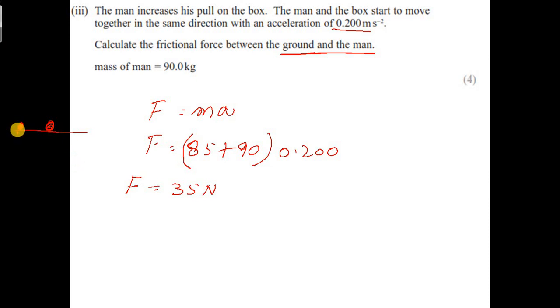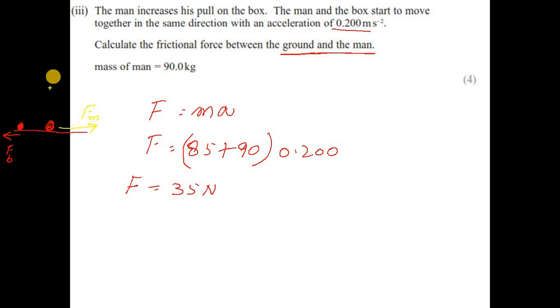So one friction is acting on the box. This is FB, friction on the box, and this other one, in a different color, is friction on the man, FM. So in this whole system, two forces are acting horizontally: friction on the man and friction on the box.